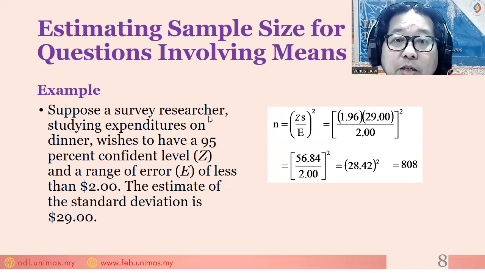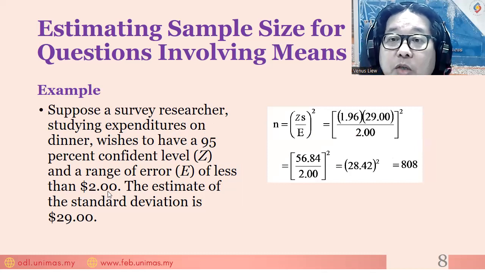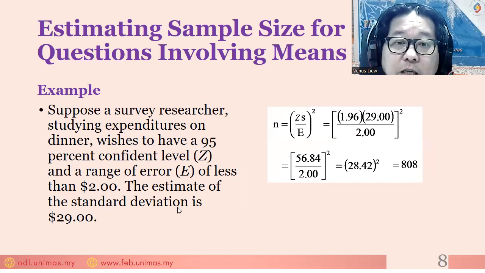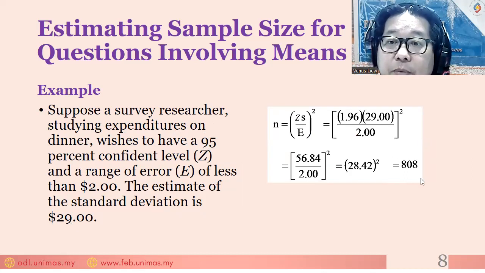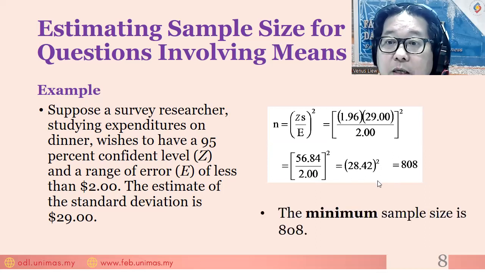Suppose a survey researcher studied expenditures on students' dinner. He wishes to have a 95% confidence level and a range of error of less than 2, so it's plus minus 2. The estimate of the standard deviation, for example, somehow is $29. So by applying the formula, we need a minimum sample of 808 observations.